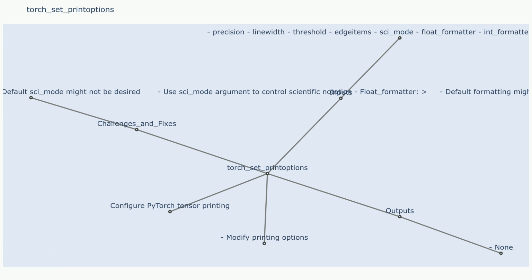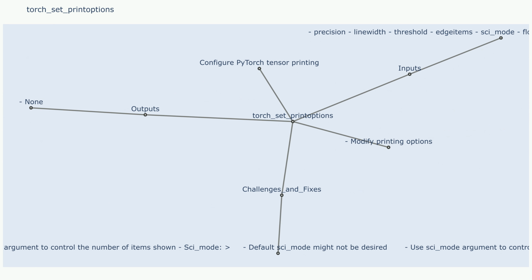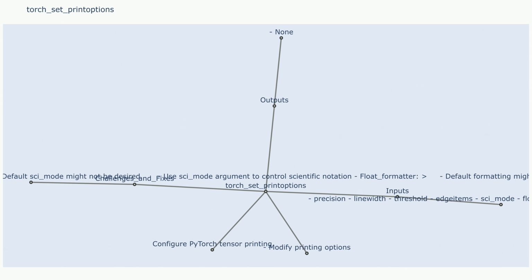Threshold. This parameter specifies the maximum number of elements that will be printed for a tensor. If the tensor has more elements than this threshold, only a summary will be displayed. It accepts an integer value. Edge items. This parameter controls how many elements at the beginning and end of a tensor will be displayed when the threshold is exceeded. It accepts an integer value.